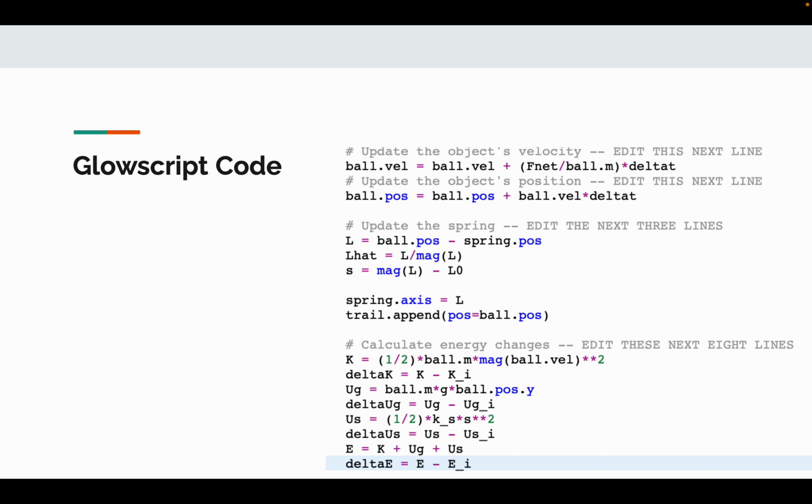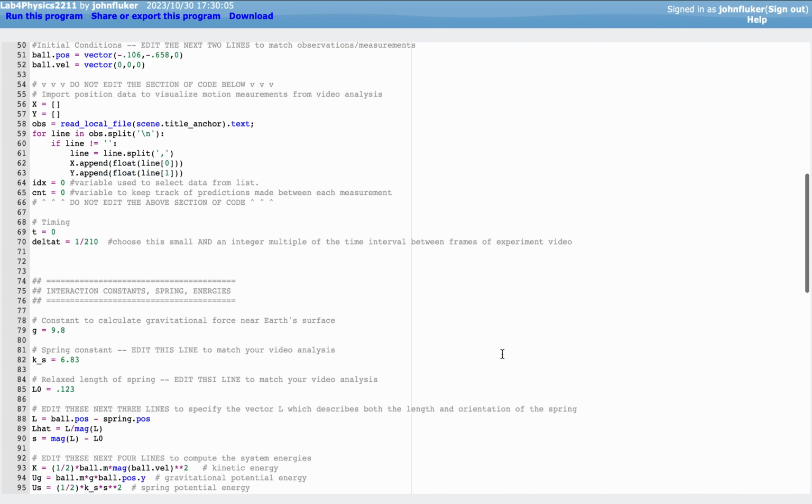And now we have more code, which shows our velocity update formula, our position update formula, and then our L hat and S, and then our kinetic energies again, and then the change in kinetic energy, the change in spring potential, and gravitational potential energy. Now you can see our code here, and it's time to run it.